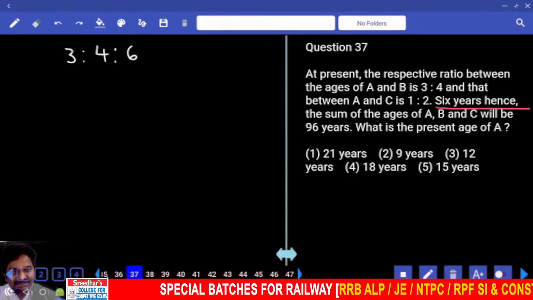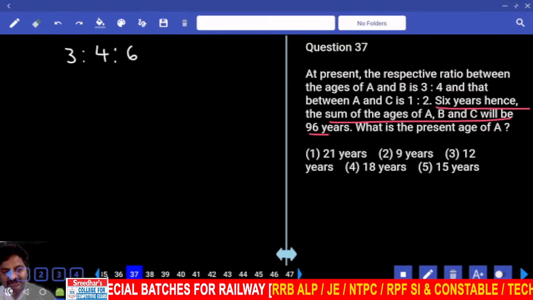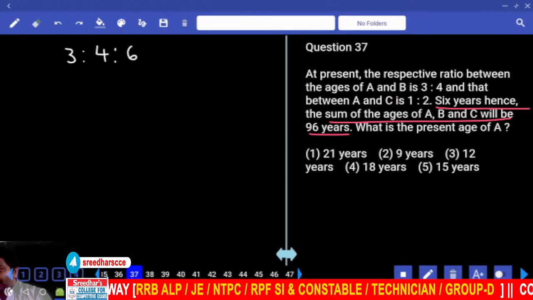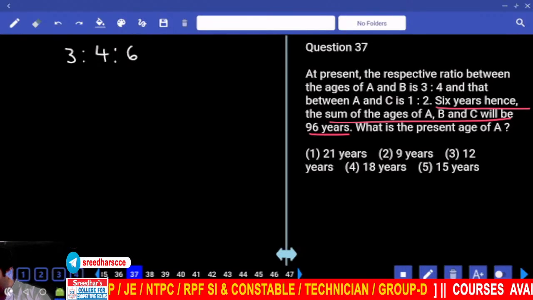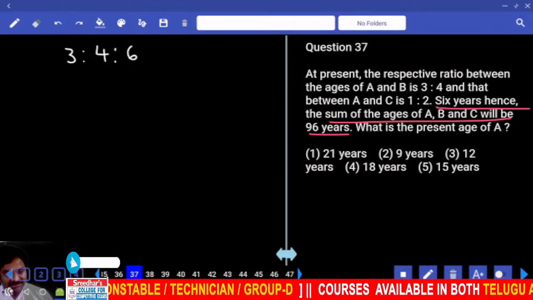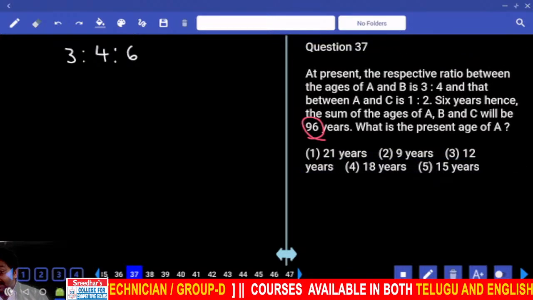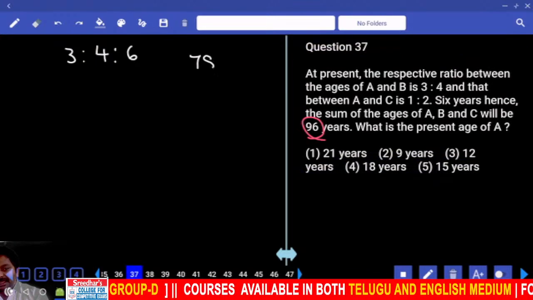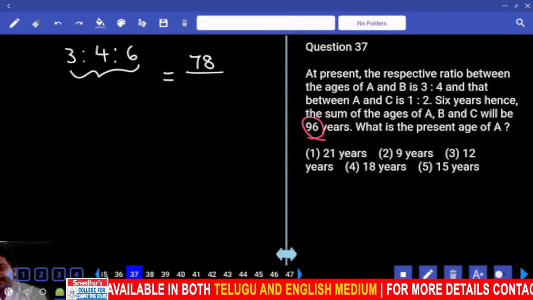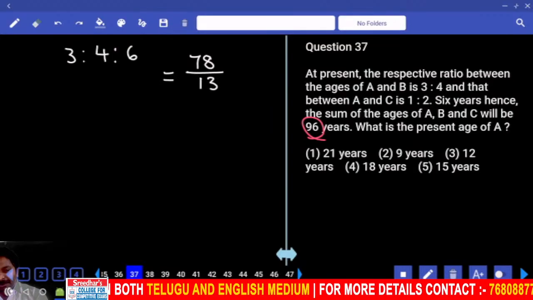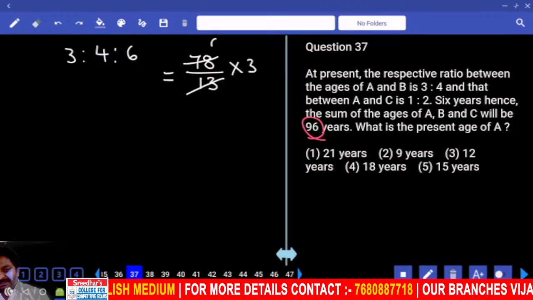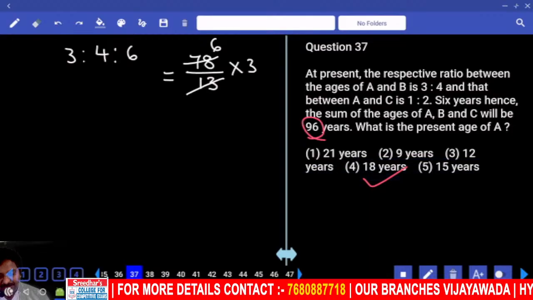6 years hence, the sum of ABC's ages will be 96. So to get present age, for each person we have to subtract 6. For 3 members together we have to subtract 18. Subtracted from 96, 78 is going to be the sum of their present ages. In terms of number of parts, 13 parts. Question is about A's age, 6 times into 3, 18.